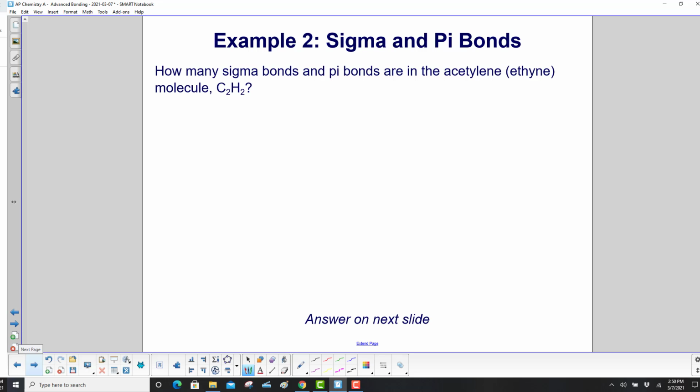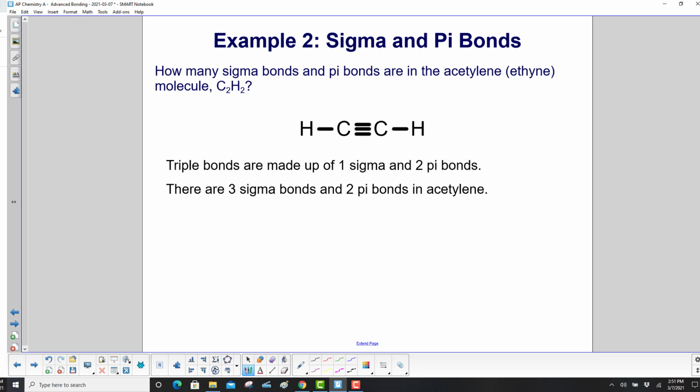How many sigma bonds and pi bonds are in the acetylene, also known as ethyne, molecule C2H2? Triple bonds are made up of 1 sigma and 2 pi bonds. So what we have right here, we have 1 sigma and 2 pi. And the hydrogen-carbon bonds right here, those are both sigma bonds. So what do we have? We have sigma, sigma, so 3 sigmas and 2 pi bonds.